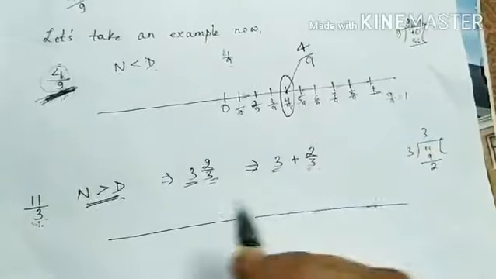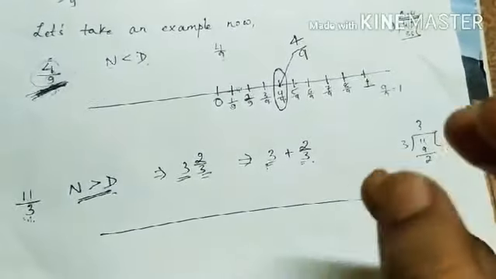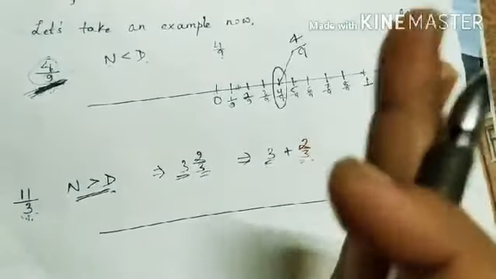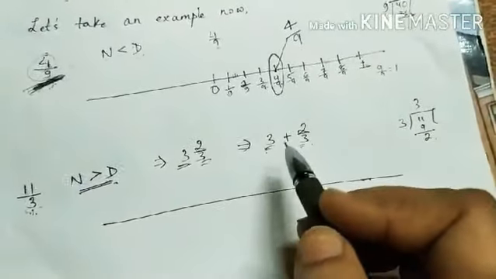What does this mean? This is 3 and 2 by 3 is more than 3. Three and then we will add 2 by 3 to it. Right? So obviously, this is the whole part and this is the fractional part.